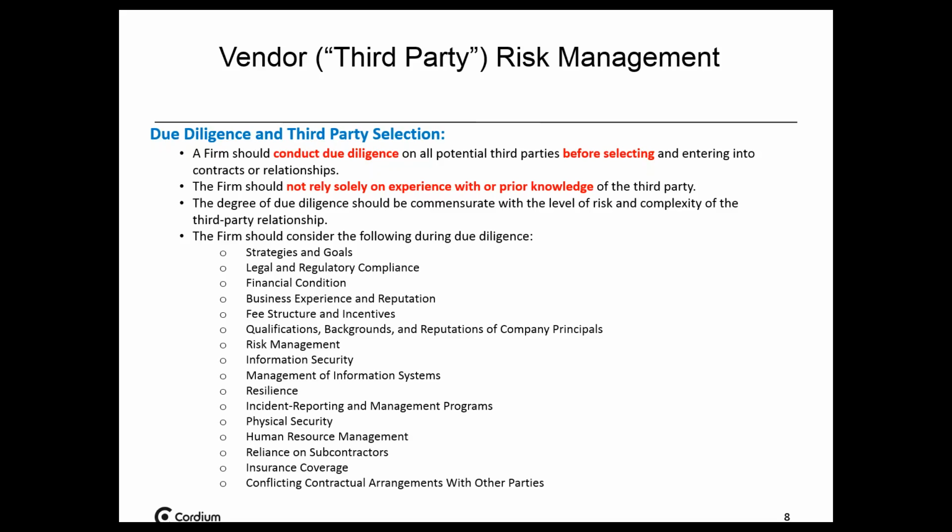Okay, so that's other items. A couple other bullets down at the bottom. Insurance coverage. Do they have cyber insurance coverage? It's nice to know. Probably a little bit more of that financial backing. And then conflicting contractual agreements with other parties, especially related to the product and service that they may be providing you.